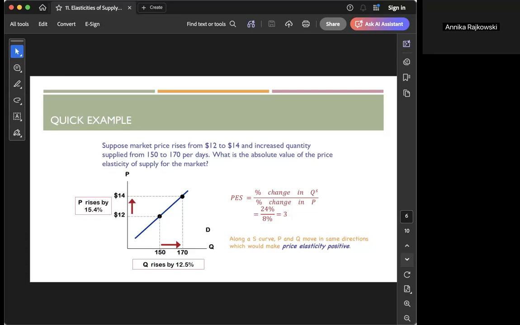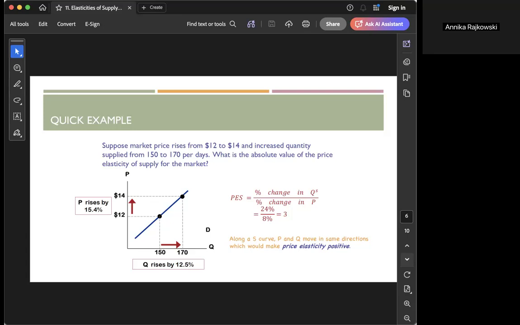But yeah, just try to remember what the formula was over there, and once we plug in 12.5 divided by 15.4, it gives us 0.8. That is the elasticity of supply over there. And the important thing is the interpretation. That is what matters. If elasticity is greater than one, quantity responds proportionally more than price. And if elasticity is less than one, that means quantity responds proportionally less than price.